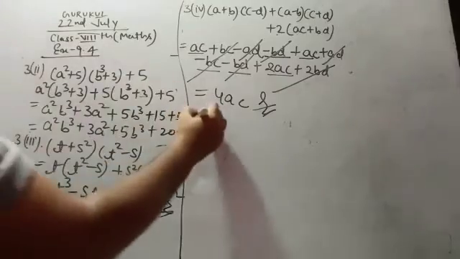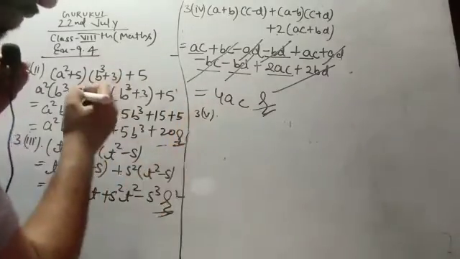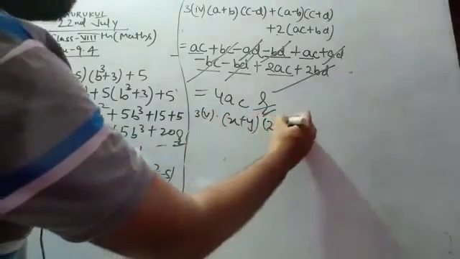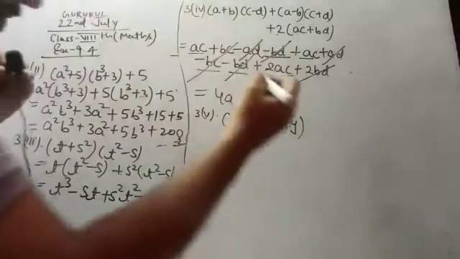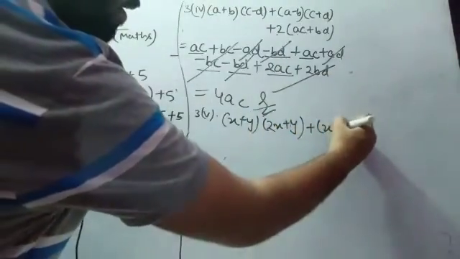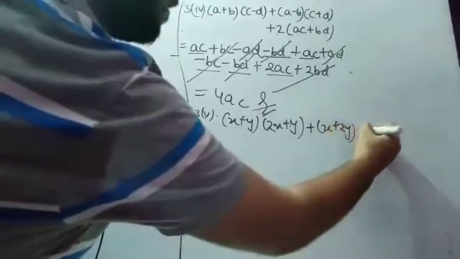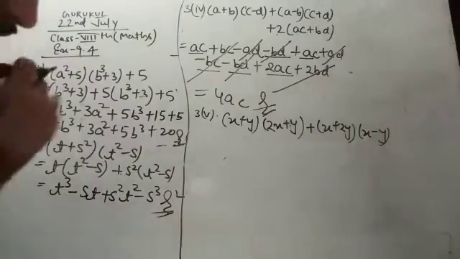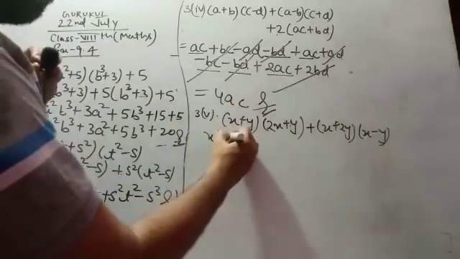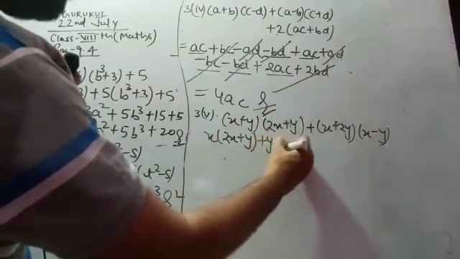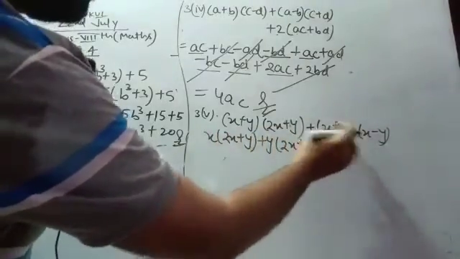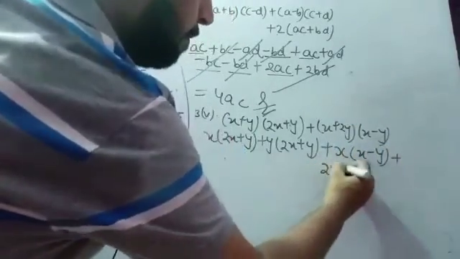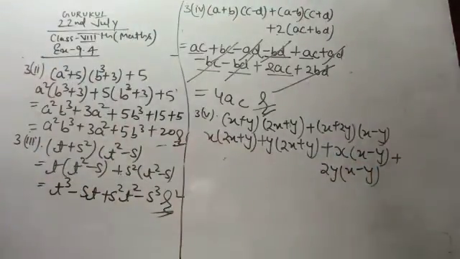Now students, after this we are going to solve question number third, fifth part. X plus y, 2x plus y, plus x plus 2y, x minus y. So this is what we are going to solve. Firstly x will be multiplied to 2x plus y, then y will be multiplied to 2x plus y, then again similarly x will be multiplied to x minus y, then 2y will be multiplied to x minus y.